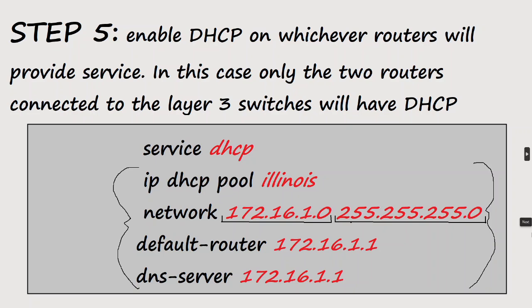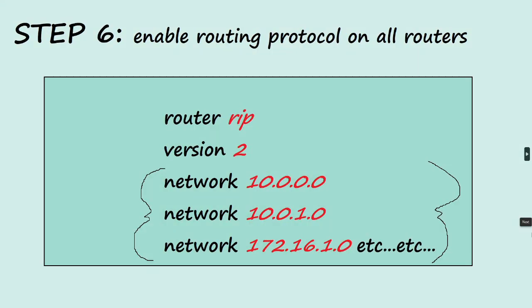So you say service dhcp, and then the loop begins where you say ip dhcp pool, and then the name of the pool. In this case, the first one is Illinois. Enter. Next command is network, and in this case, the network ID is 172.16.1.0, because that corresponds with VLAN 10, which is the Illinois team's VLAN. And then, of course, the subnet mask. Enter. Next line is default-router, and for the Illinois network, it's 172.16.1.1. And then DNS servers, not really important, 172.16.1.1 or whatever it is.